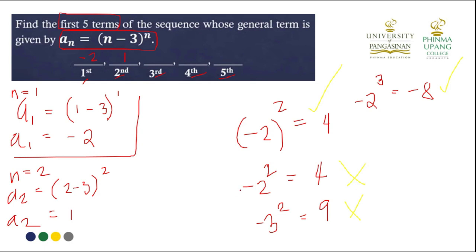Tandaan, if the base of your number has an exponent of 2, but we don't have a sign of parenthesis, kapag walang parenthesis, dapat isama niyo yung negative. Gets po?